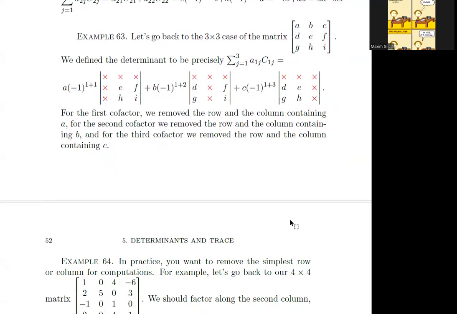Okay, let's go to the 3 by 3 matrix. And we define the determinant to be exactly this thing for using cofactors above. So we define the 3 by 3 cofactor expansion before the general one, and we define it this way. So you see we get plus A times FHI, minus B times DFGI, plus C times DEGH. And for the first cofactor, we remove the first row and the first column containing A. The second cofactor, we remove the row and column containing B. And for the third cofactor, we remove the row and column containing C.